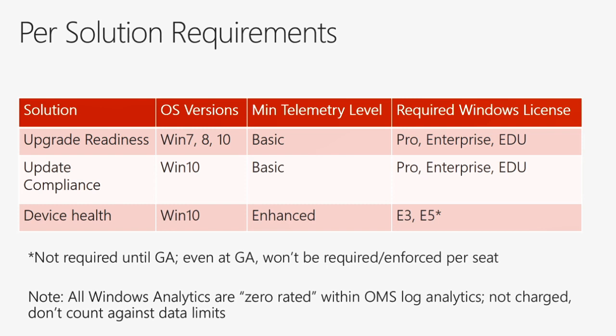Update compliance, that's what you can use after you get up to Windows 10. It also just needs basic telemetry, runs on any Windows device that you can deploy the policy to. Device health requires enhanced telemetry, but like I mentioned, we're going to have a new telemetry policy that lets you dial down the enhanced events to a very, very small number. And it's attached to an E3 or an E5 license. So it's not going to be enforced per seat. If you have 100 E3 licenses, you can use it on 100 devices, even if some of those devices themselves are not E3. They could be Pro devices, for example.